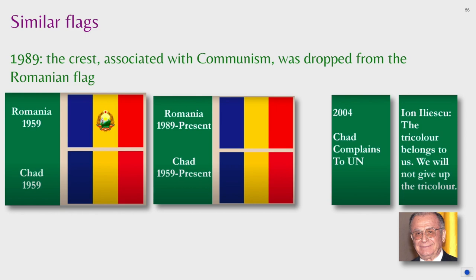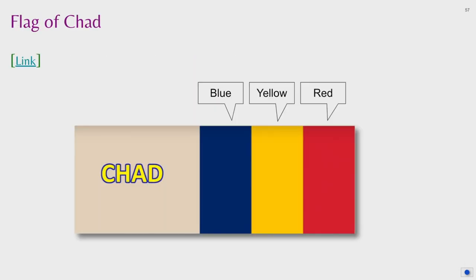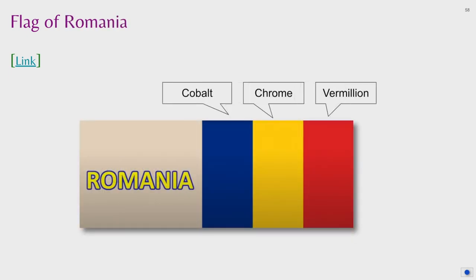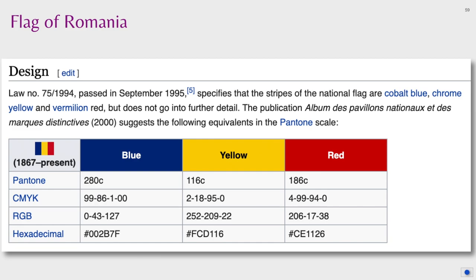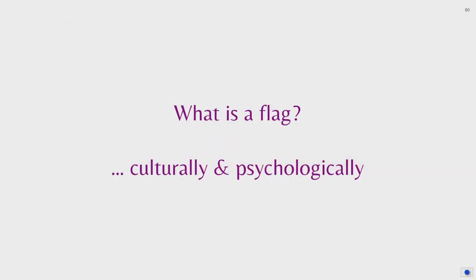The crest associated with communism was dropped in 1989. Romania does define the colours used more narrowly than Chad, and therefore the Chad colours sometimes appear darker. Chad colours being, of course, blue, yellow, and red. Romania being cobalt, chrome, and vermilion, as specified with these colour references.